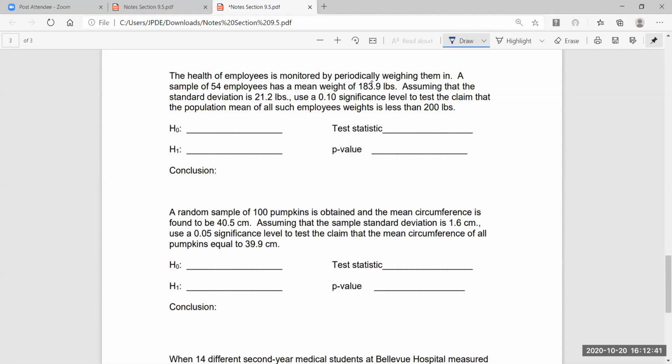A lot of times we discuss this in class. What type of job do you think might require employees to weigh in? And typically we come up with maybe law enforcement, maybe military.